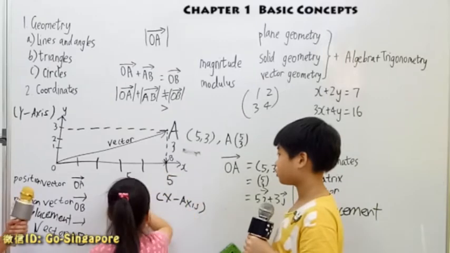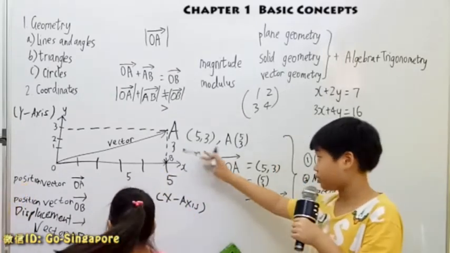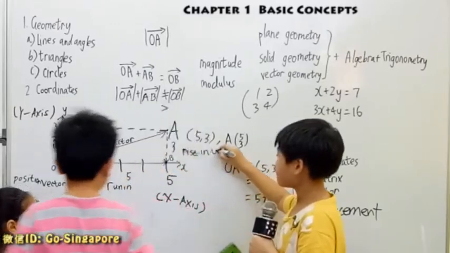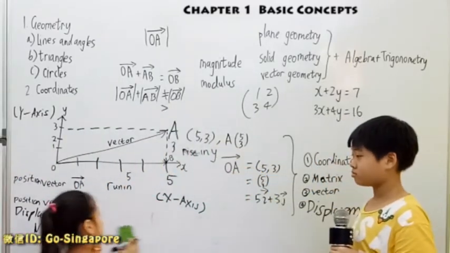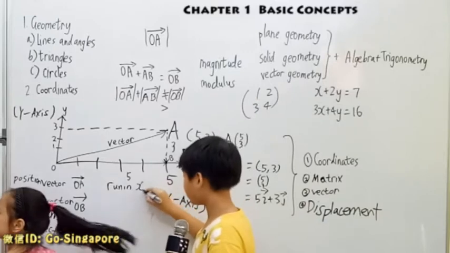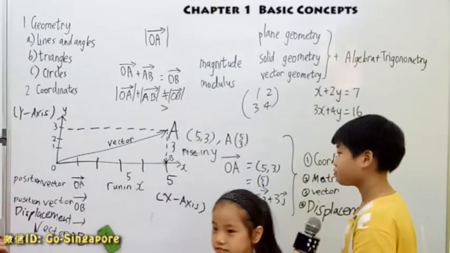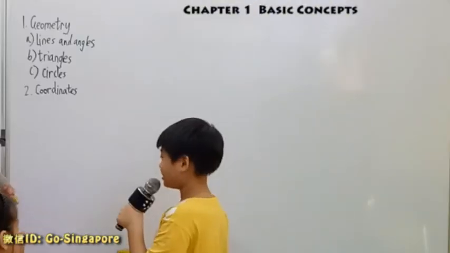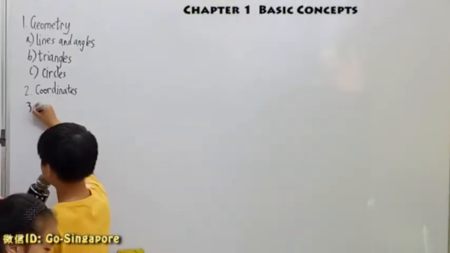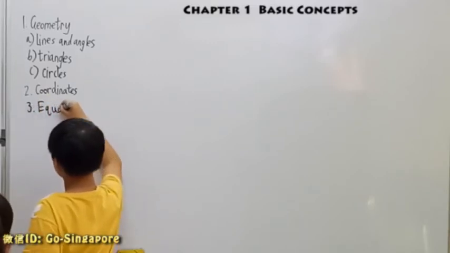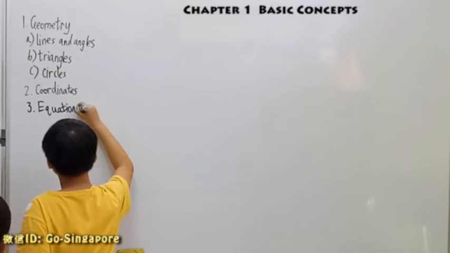Remember here, rise in y, run in x? Yes, this is the rise and this is the run. Right? Like this, right? Yes. Okay, so we'll be moving on to point 3. We will be talking about the equations of straight lines.